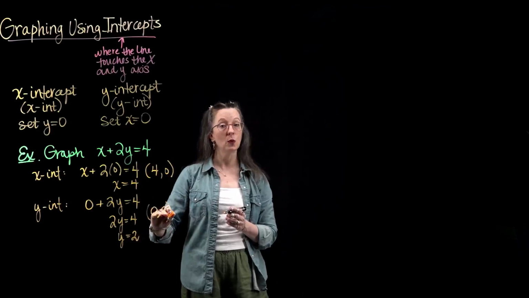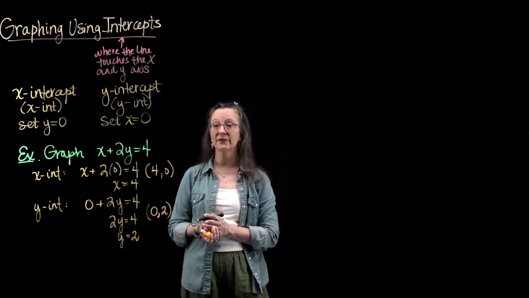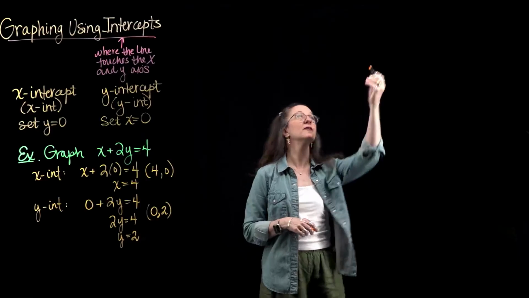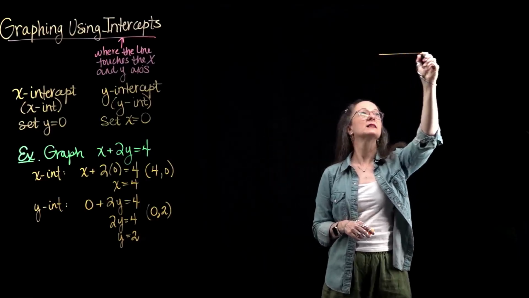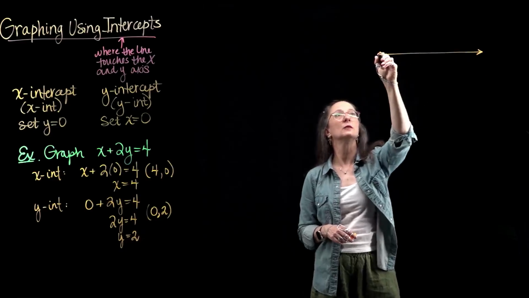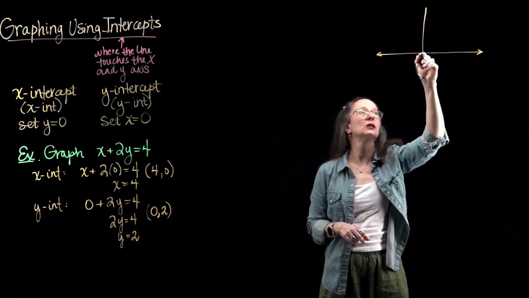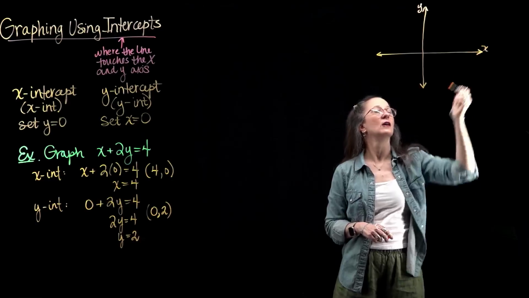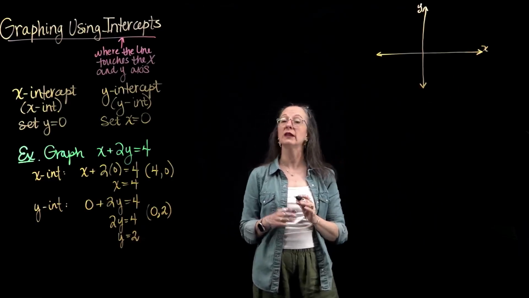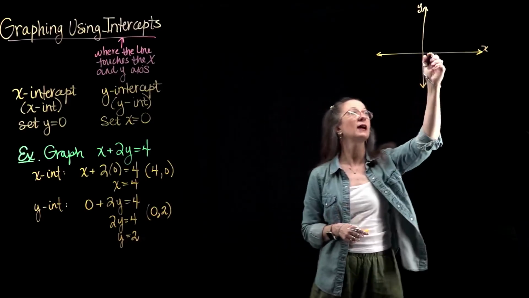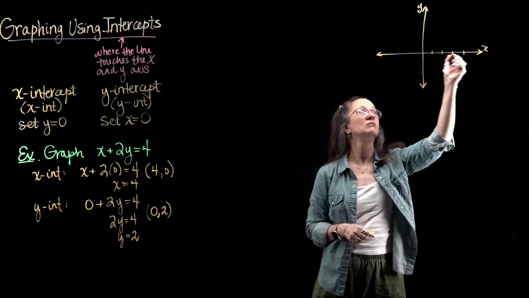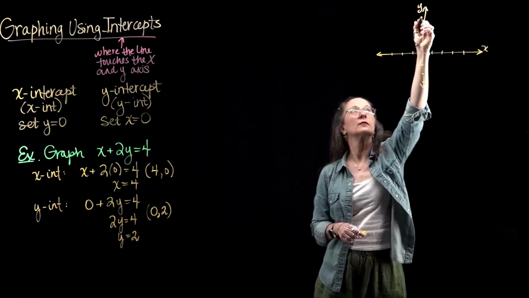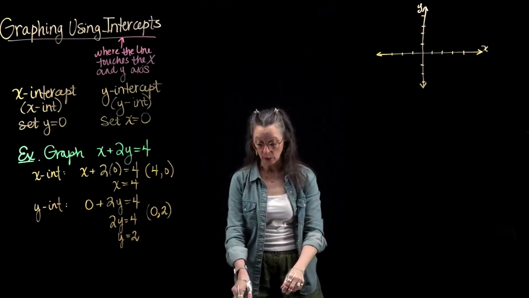Now that I have these 2 points, I can put them on a graph and draw my line. So let's go ahead and draw the graph. I'm going to draw my x-axis, which is my horizontal line with arrows on both ends. Perpendicular through the middle of that, I'm going to draw my y-axis, which also has arrows on both ends, and I'm going to label those x and y. In each direction, I'm going to add a couple of tick marks so that I can graph my points.